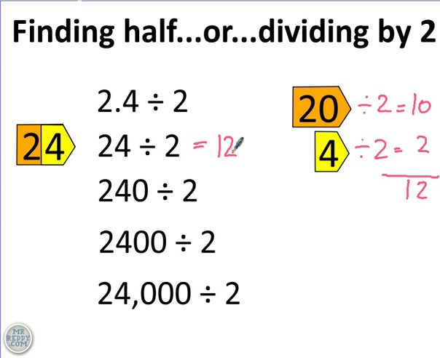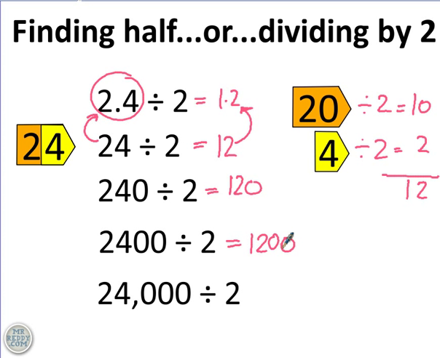How can I use that to help me answer some of these? Well, if 24 divided by 2 is 12, then if I divide a number that's 10 times smaller than 24, which is this one, then I'll get an answer that's 10 times smaller. 1.2 is 10 times smaller than 12. Okay, we'll go in this direction now, getting bigger. 10 times bigger than 24. Half of 240 is 120. Half of 2,400, you can see the pattern. Half of 24,000 is 12,000.